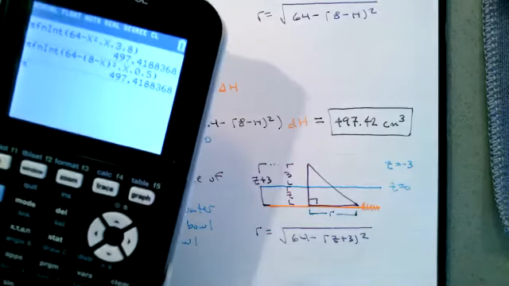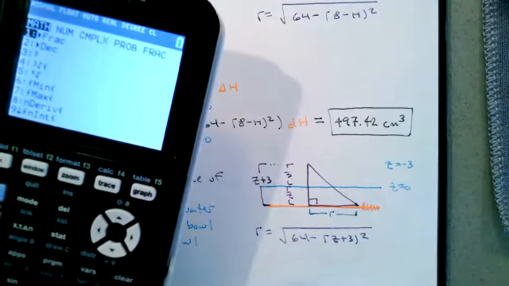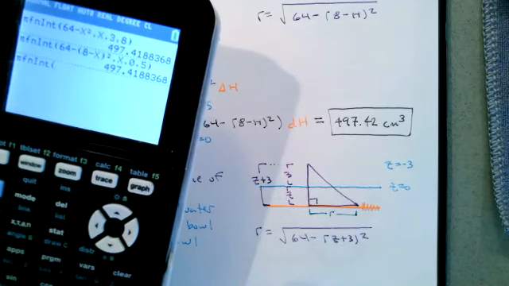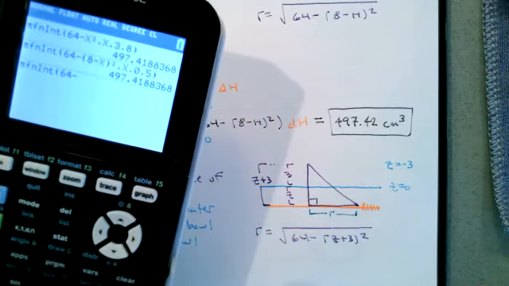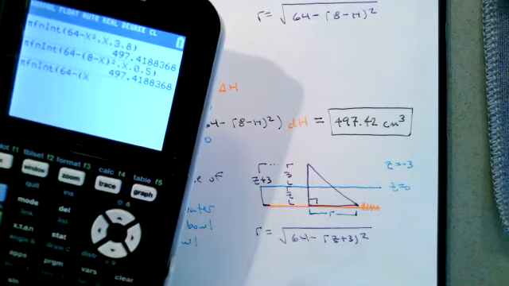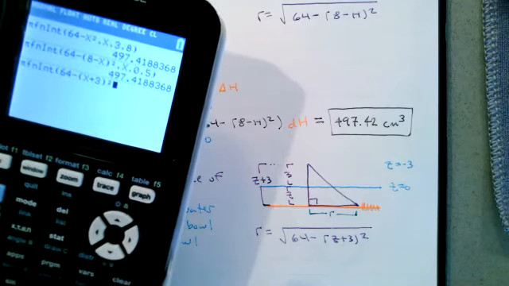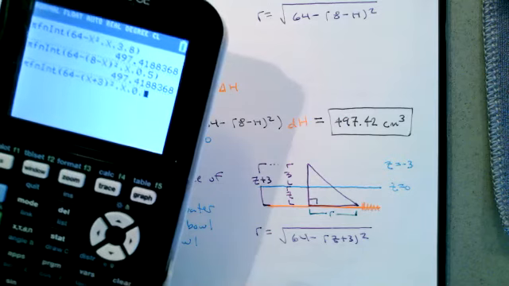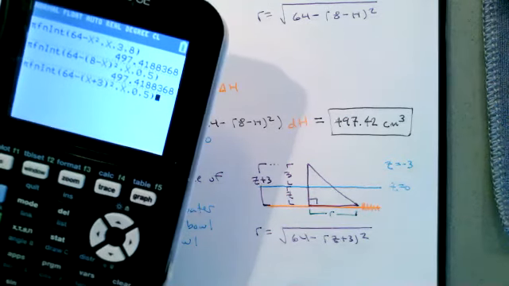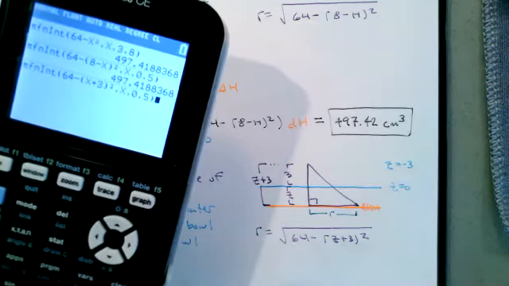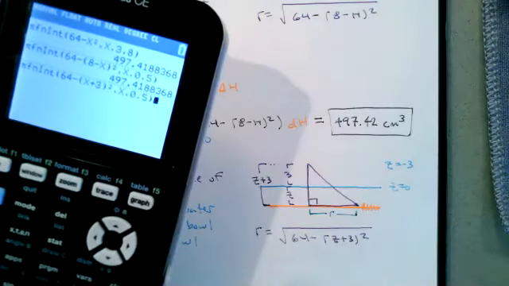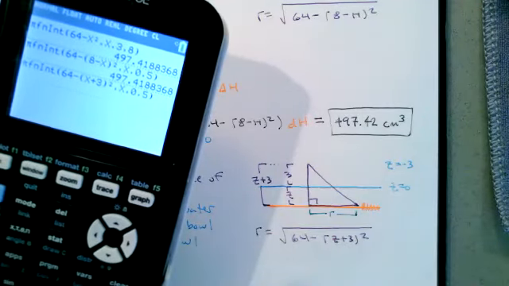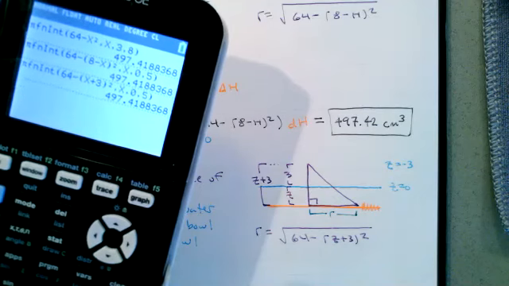So let's see, the integral of, oh, that's the integral part, of 64 minus Z plus 3 squared with respect to Z from 0 to 5. That's the other 0 to 5. That's from surface to bottom, whereas the 0 to 5 in the previous one was from the bottom to the surface. Let's see if I did this right. And we get the same thing, 497.42.